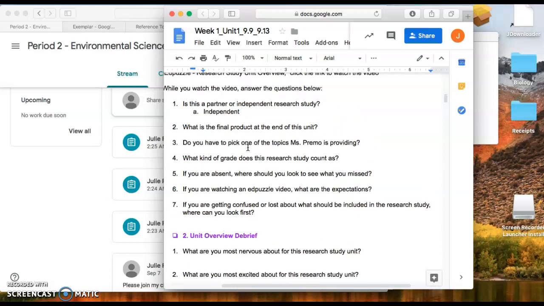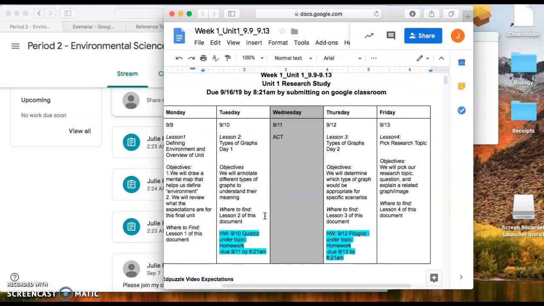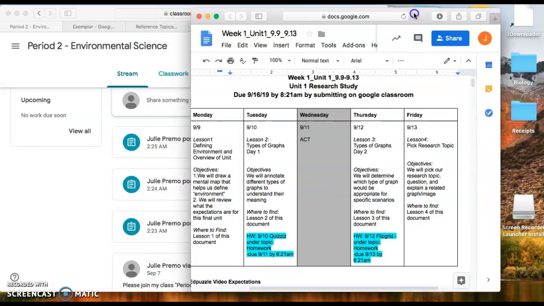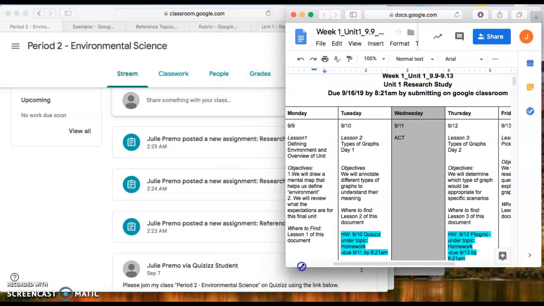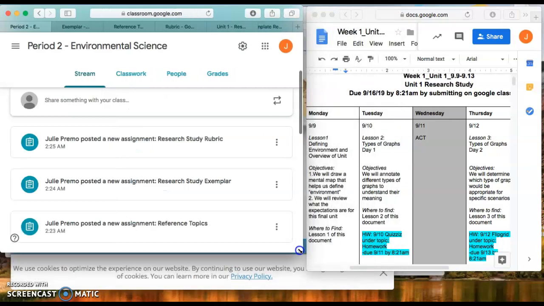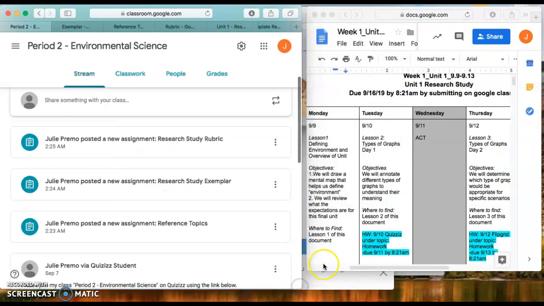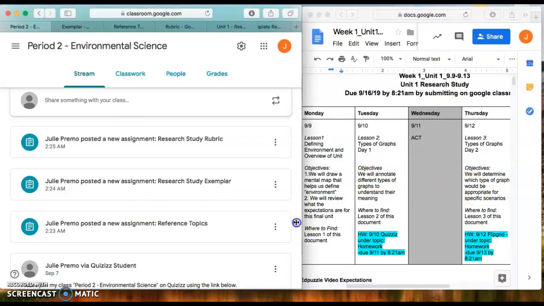The first thing I need you to do is make sure that you have this week 1, unit 1 document available. The first page looks like this. I would also recommend that you make your screen split screen. So you can see here, I'm literally just going to adjust the size of my windows by dragging the corners so that I can see both things at one time. So I want to see Google Classroom and this document at the same time.